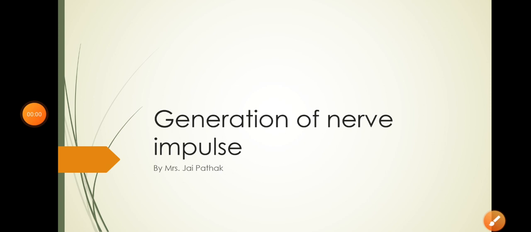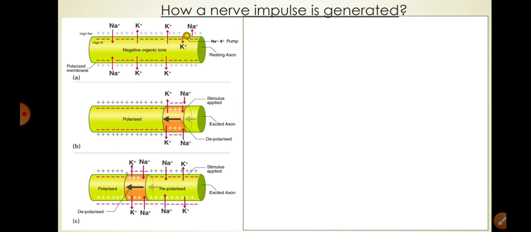Hello students, I'm going to share with you a small video on the topic generation of nerve impulse. Let us see how a nerve impulse is generated. Now in the previous topic we have learned about nerve cells and supportive glial cells. Nerve cells are the structural and functional units of the nervous system.